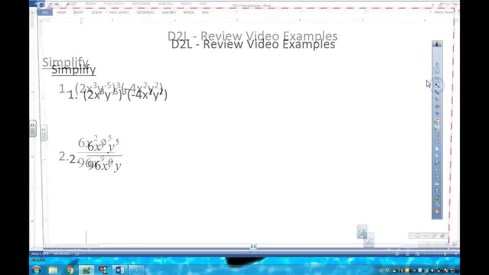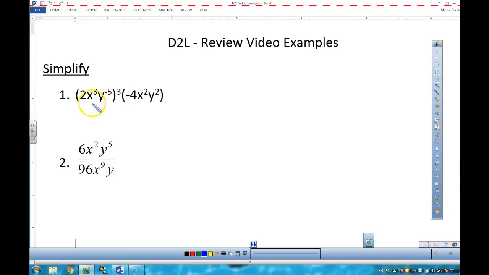Let's take a look. So here we're simplifying, we have a multiplication. We're multiplying this monomial times this monomial, but we have this one to the 3rd power, so we have to do this first. We always have to take care of a monomial raised to a power first. So that 3, remember, has to go on the 2, has to go here, and has to go here. So let's do that part first.